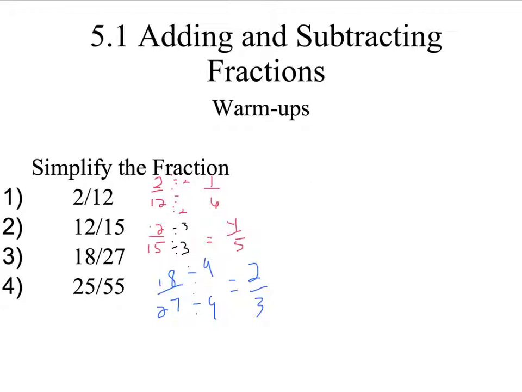Last but not least, that wonderful 25/55. When you look at those, how do you break them down? I can break each of these down by the number 5, and I get 5/11. Notice the only one that could have been broken down into different parts would have been 18/27. I could have divided by 3 and then divided by 3 again. Either way, you should come up with an answer of 2/3.